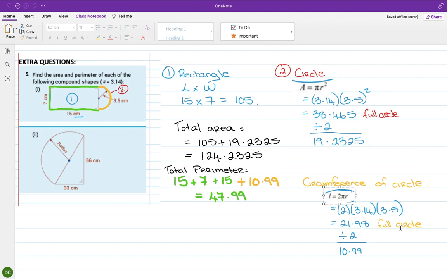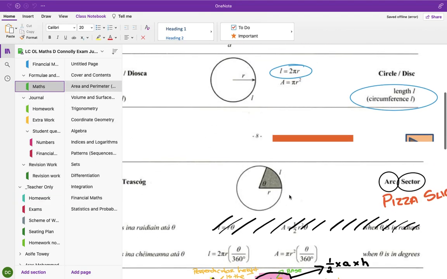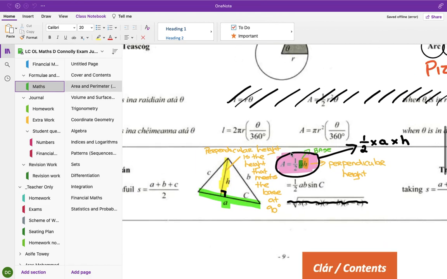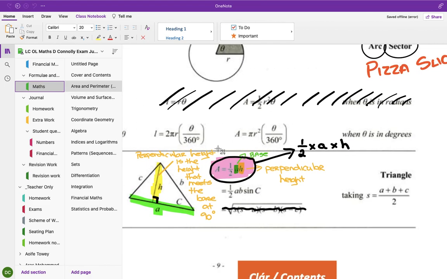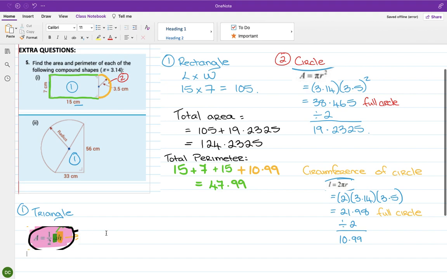Okay, and then the other one, so same thing, area and perimeter. So I might start with this one. So the first one is a triangle. So I'm going to go to my formula and tables book, and I'm going to get the triangle, which is down here. It's very highlighted, but I think you can see it. So there is the formula for the triangle.